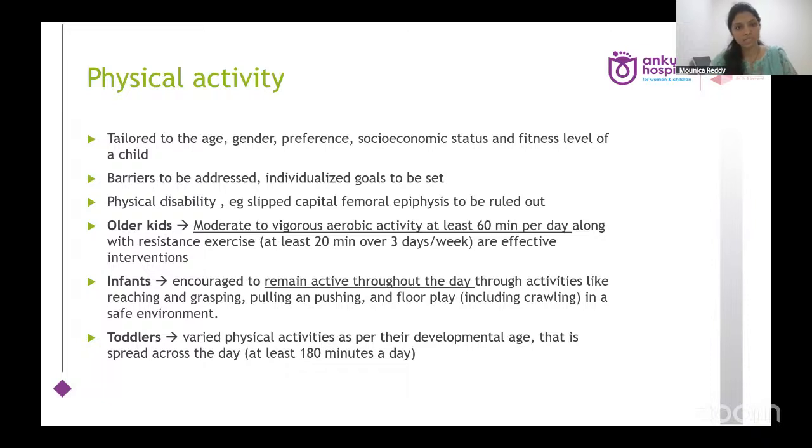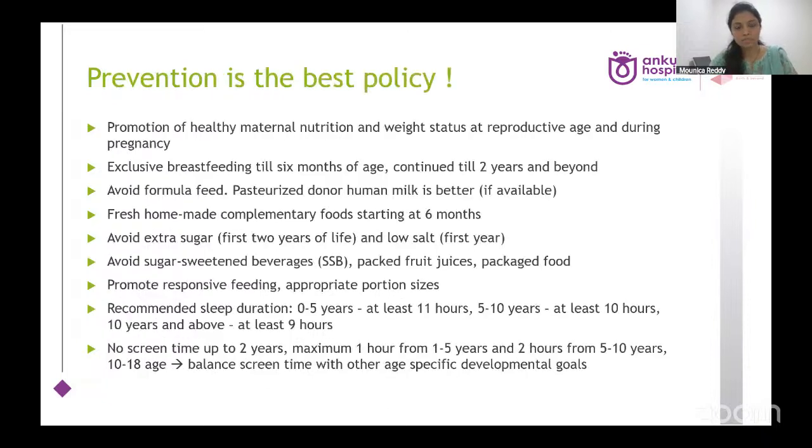Toddlers should also have more hours of physical activity, and the recommendation is a minimum of at least 180 minutes a day. And coming to prevention, it is the best policy, because when we try to understand the factors which have caused obesity, it starts from the antenatal period itself. So I think prevention has to start from the antenatal period itself. So promotion of healthy maternal nutrition and weight status at reproductive age. Then exclusive breastfeeding till 6 months of age, continuing till 2 years and beyond.